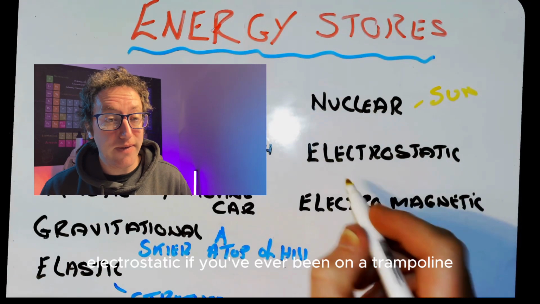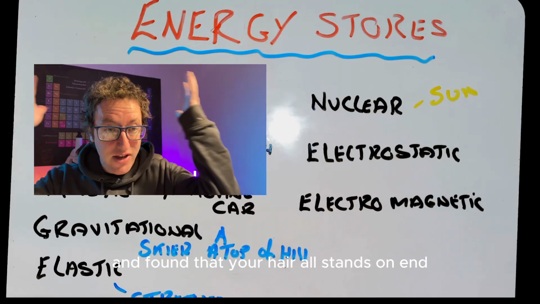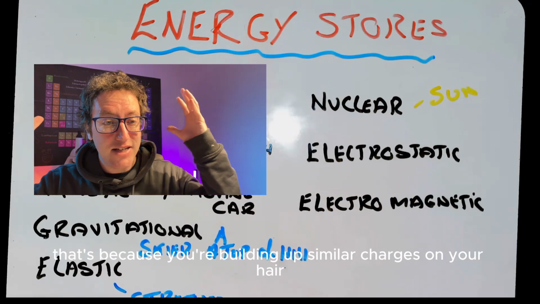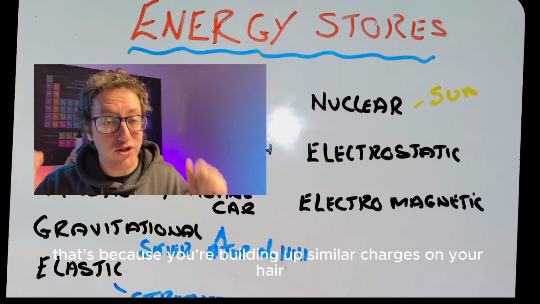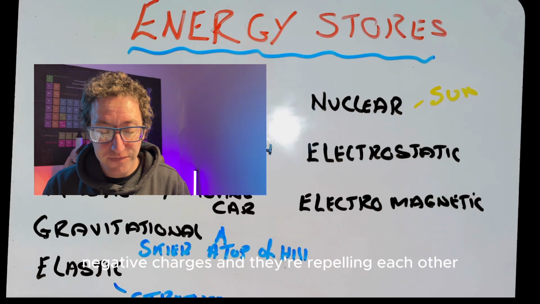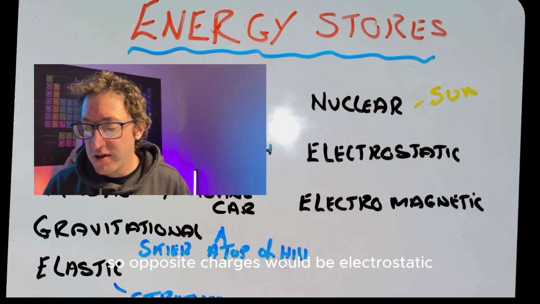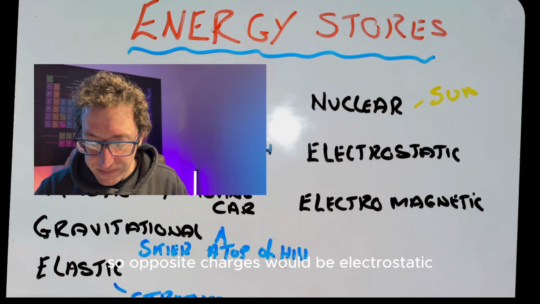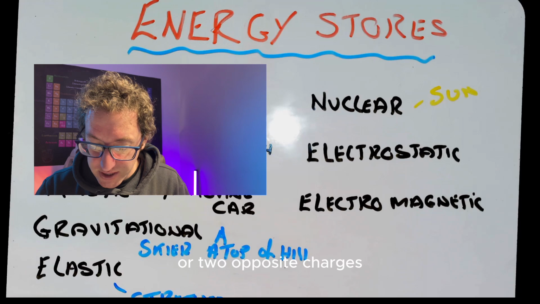Electrostatic. If you've ever been on a trampoline and found that your hair all stands on end, that's because you're building up similar charges on your hair, negative charges, and they're repelling each other. So opposite charges would be electrostatic, or two opposite charges.